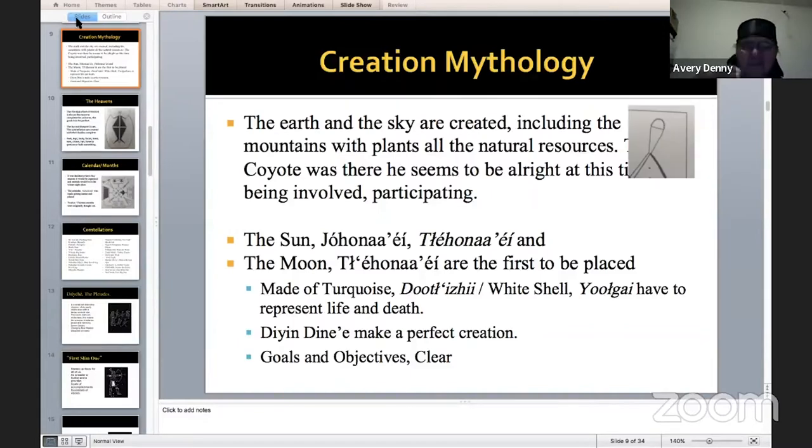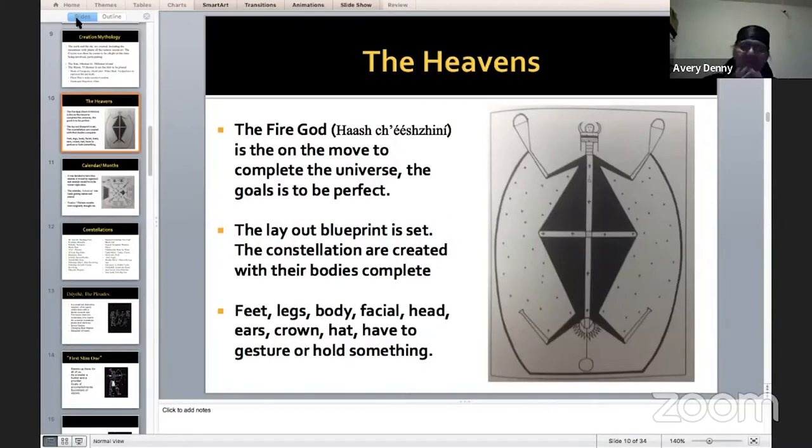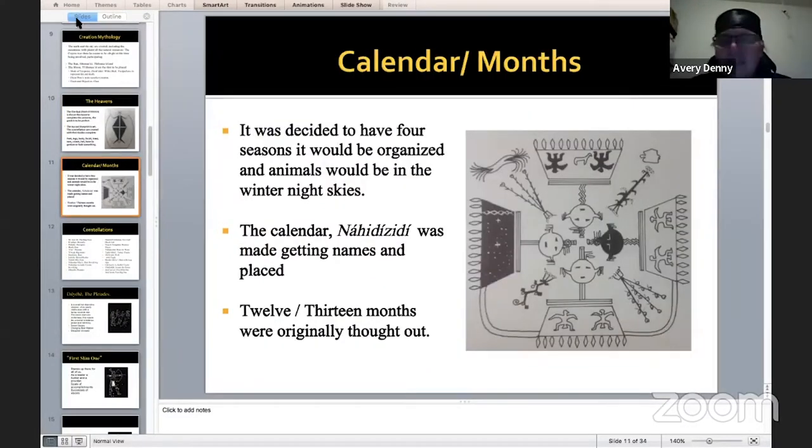And then there was conversation about how the creation was going to be around the Mother Earth: feet, body, arms, and facial features inside the body, what would make the Mother Earth, and also the sky too. So the Hashishin was there, the first man, the first woman, coyote was there, and all these holy people, the creation of the universe. And then it was decided that it would be perfect. So all the constellations were thought out and placed into the night skies. And then it would all be related to calendar months.